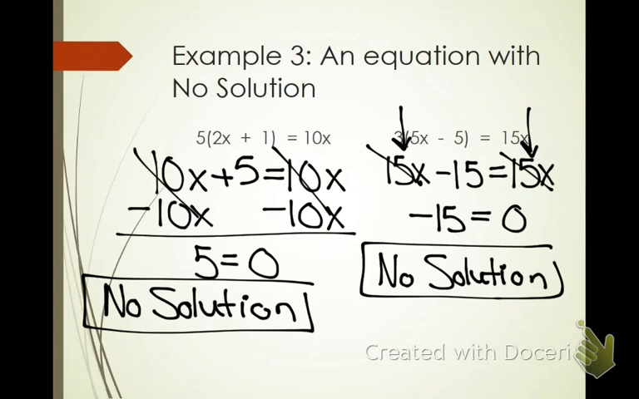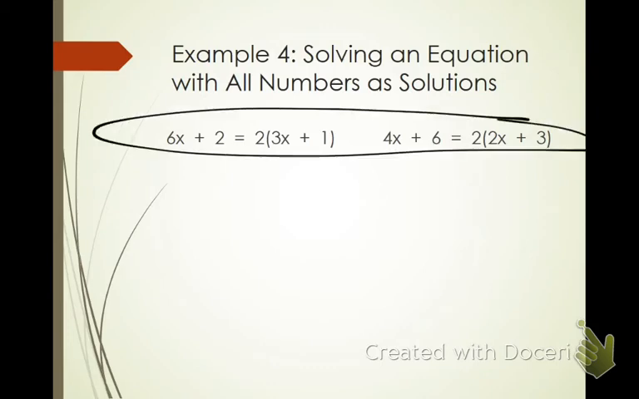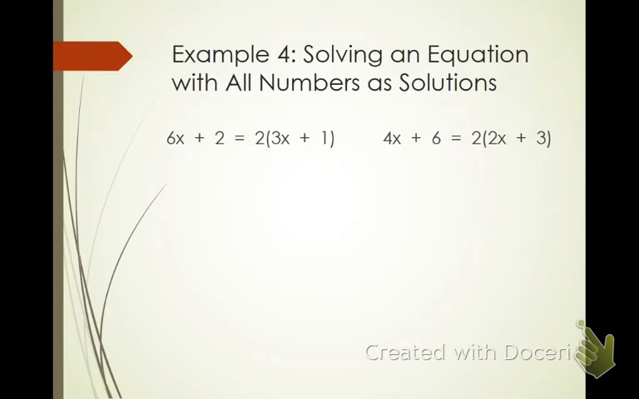All right, so equations with no solutions will have variables that cancel, and they'll leave other values that don't equal 0. So now go ahead and do your distributive property for both of these equations, both the 6x plus 2 equation and the 4x plus 6 equation.